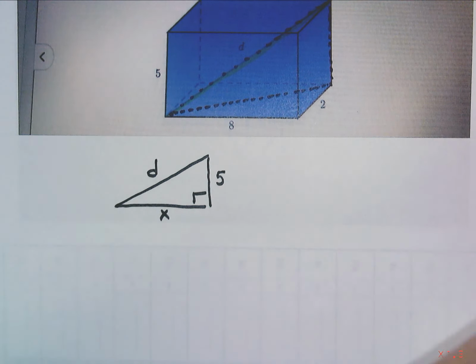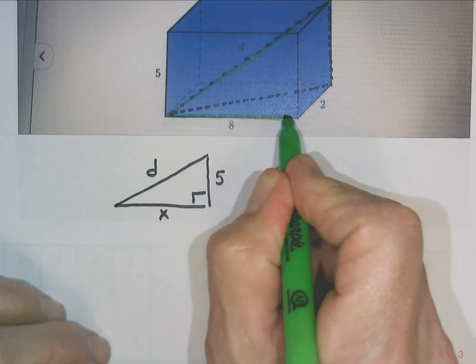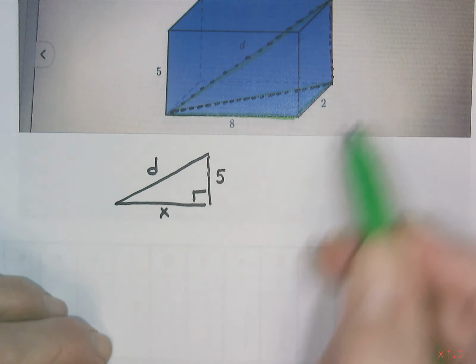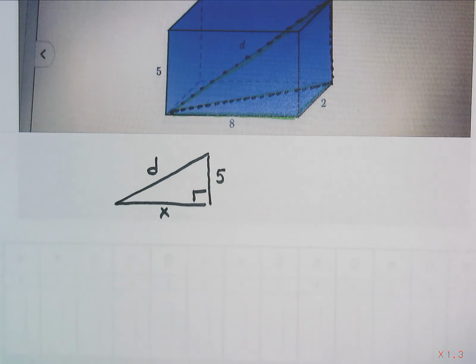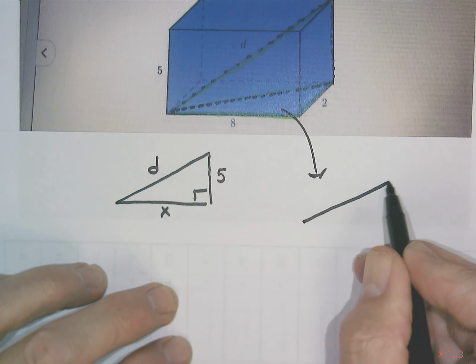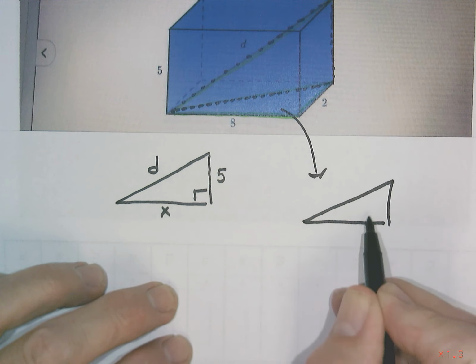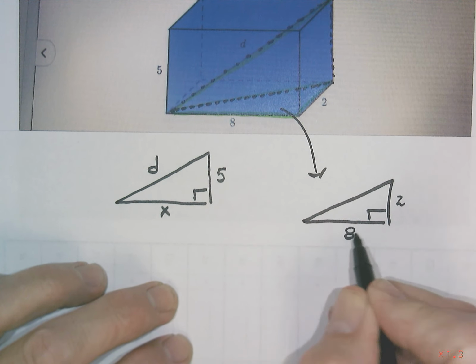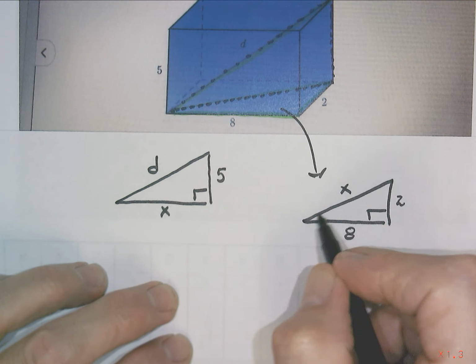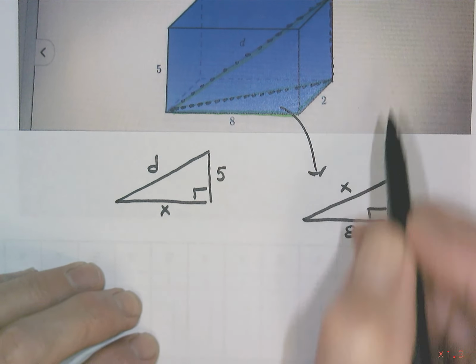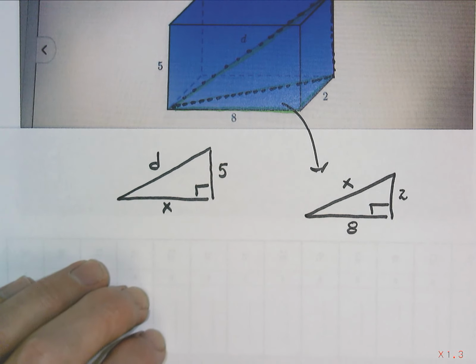Well, X is part of another right triangle. It is part of the right triangle that lays on the bottom of this rectangular prism. So I'll pull this one out. And it is going to have a leg of 2 and a leg of 8. And this is the same X. The hypotenuse of this triangle that lays on the bottom is the leg of the triangle that I need so that I can solve for D.